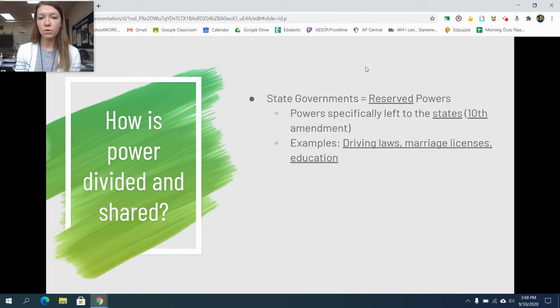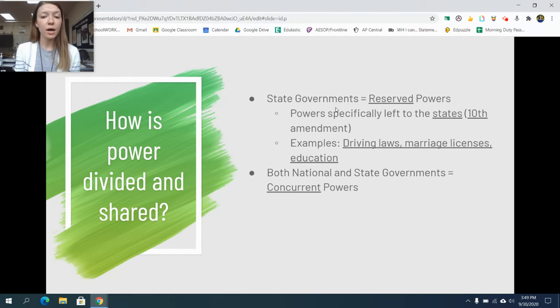Marriage licenses. I think I've mentioned this as an example, but the documents that are given to citizens of each state are different, right? The Ohio license looks different from Indiana, looks different from Texas, for example. I got married in Kentucky, so I have a Kentucky-specific marriage license because I got married in that state. Education is also an example of a reserved power. So the states are the ones that are responsible for education, not the federal government. So those are reserved powers.